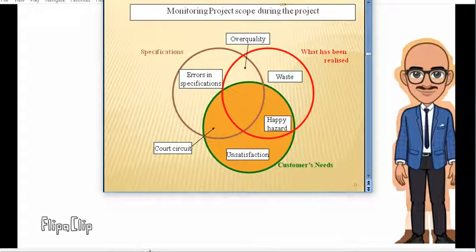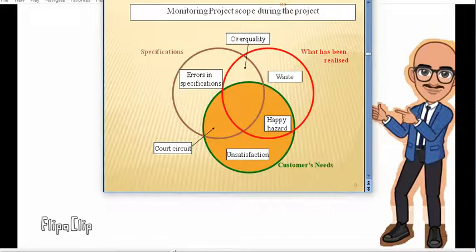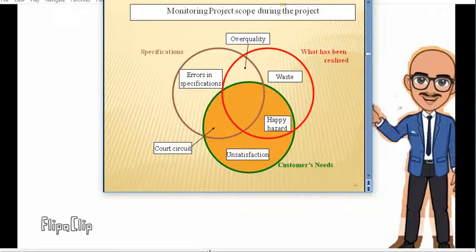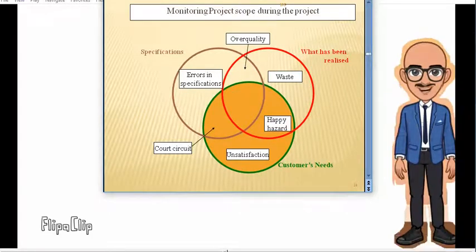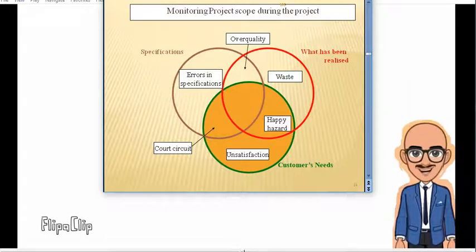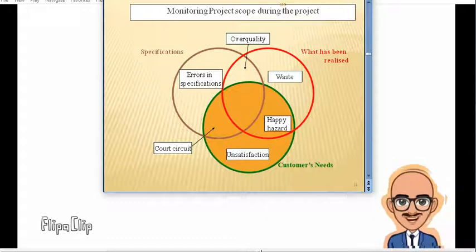And this part which is not being revealed is the dissatisfaction on the part of the customer. So this is the requirement of the customer, and this is actually understood and made by the project, and without understanding, this part is made, so that is why it is termed as a happy hazard.